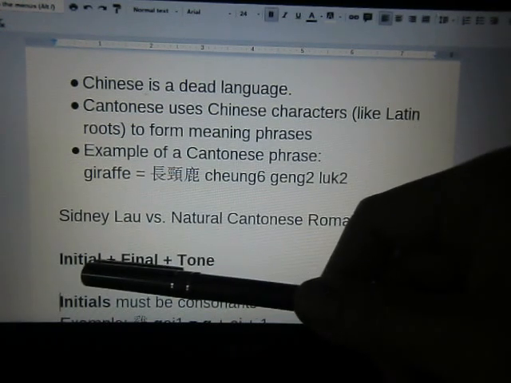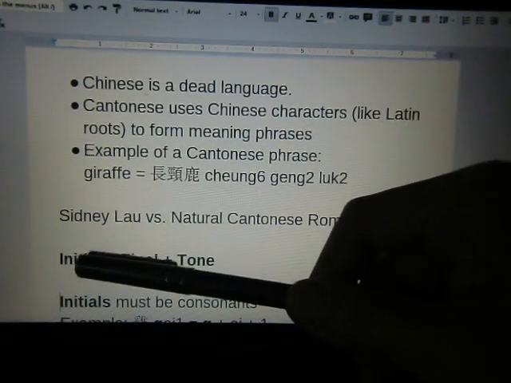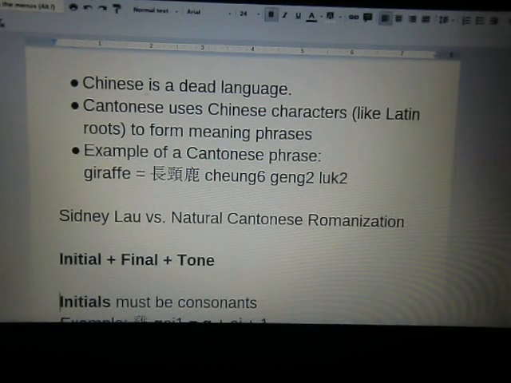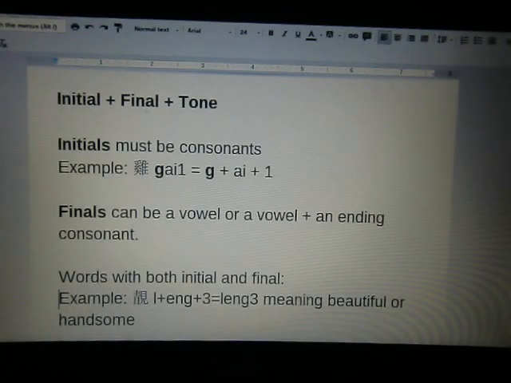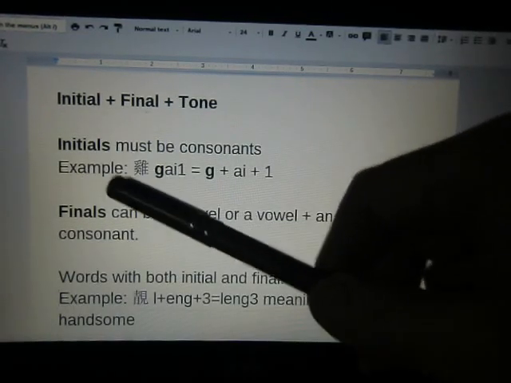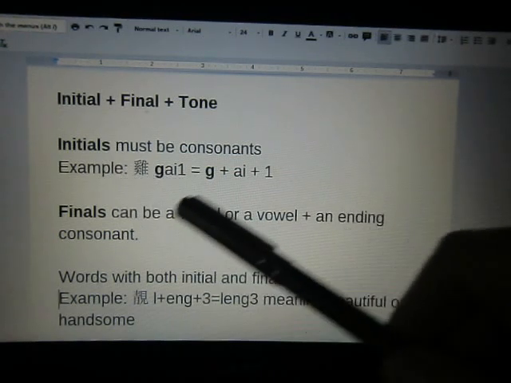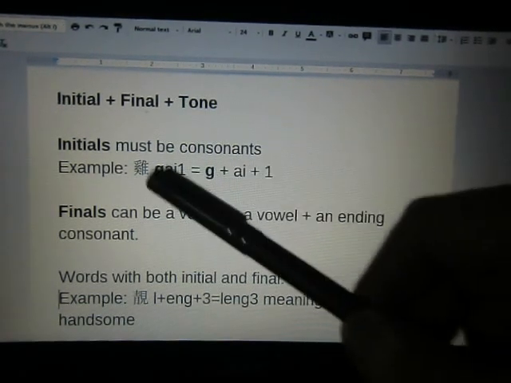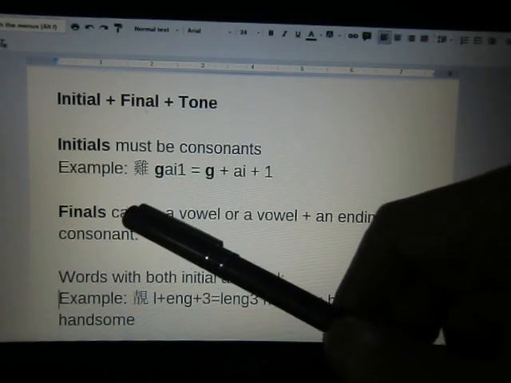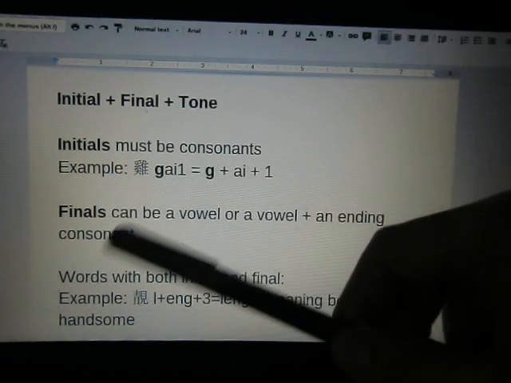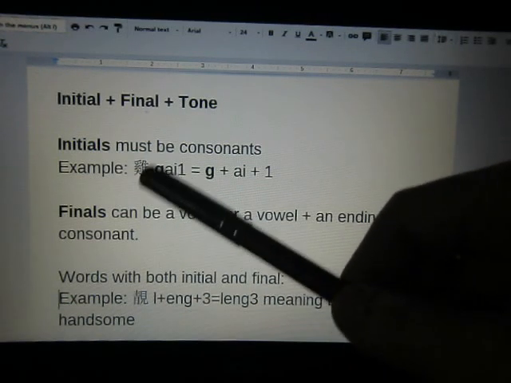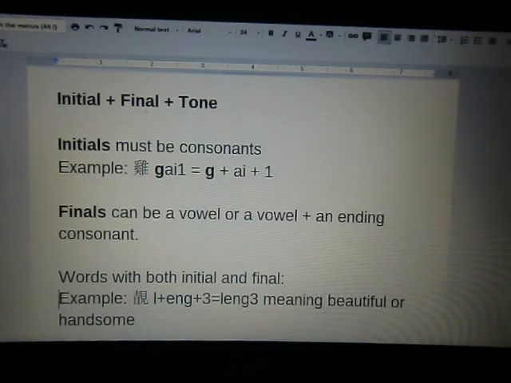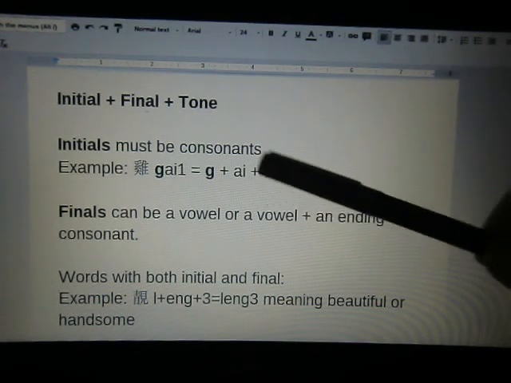Each romanization divides the Cantonese sound of a Chinese character into three parts, namely the initial, the final, and the tone. Let me give you an example. For the word gai, we can divide it into three parts: the initial G, the final AI, and the tone 1. G is like the English system, like get, give. And AI is like ice without the s. So, gai. But in Cantonese, we have six tones, so in order to denote the tone, we use numbers.